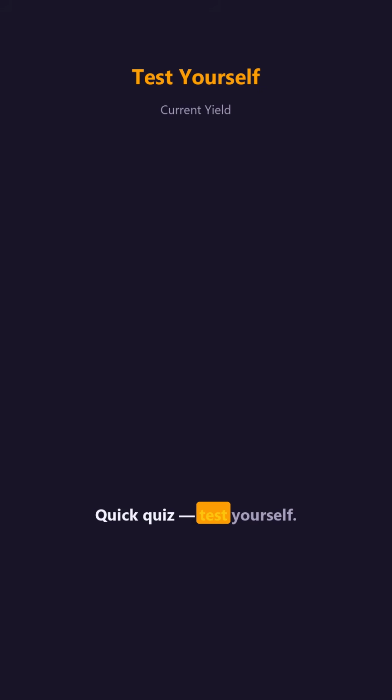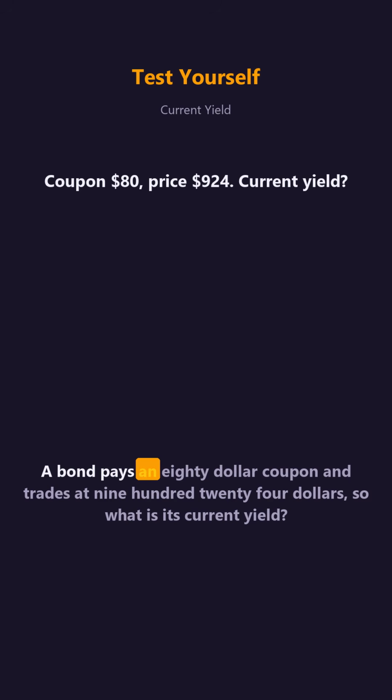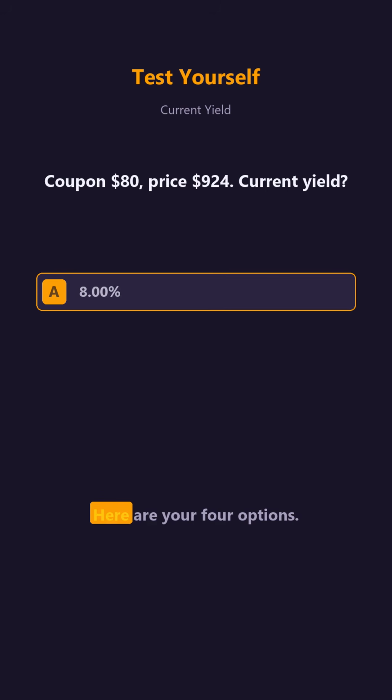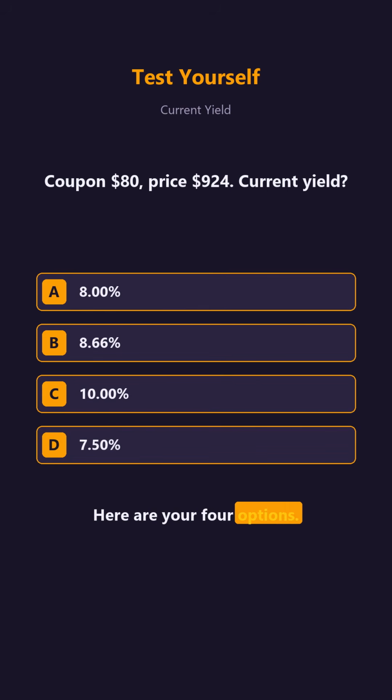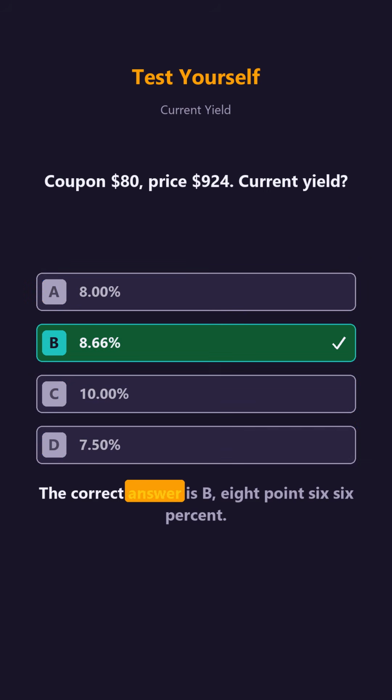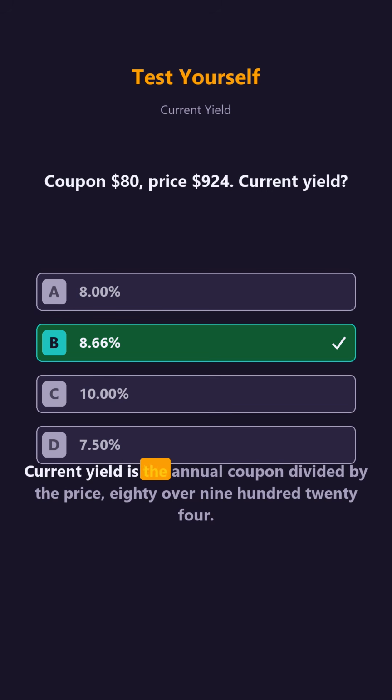Quick quiz, test yourself. A bond pays an $80 coupon and trades at $924, so what is its current yield? Here are your 4 options. Pause the video and solve it now. The correct answer is B, 8.66%. Current yield is the annual coupon divided by the price, 80 over 924.